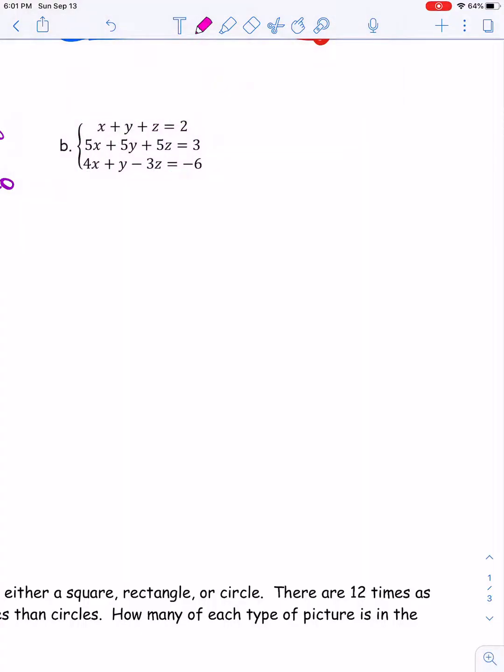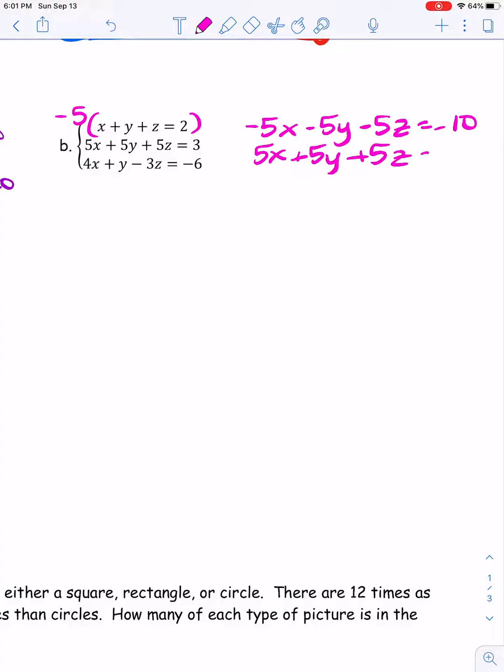Let's go pink. All of this could get multiplied by -5, and then I would have -5x minus 5y minus 5z equals a -10, with my 5x plus 5y plus 5z equaling 3. Cancel out, cancel out, cancel out. 0 equals, 0 equals, what would that be?